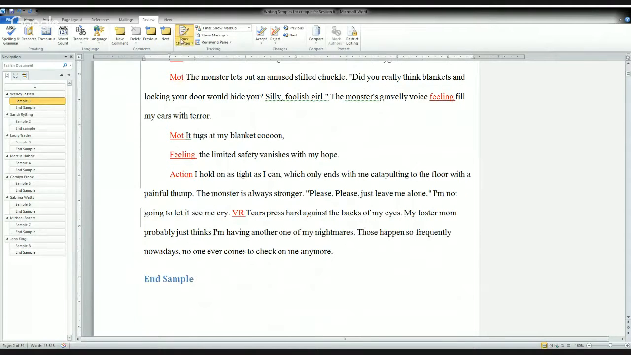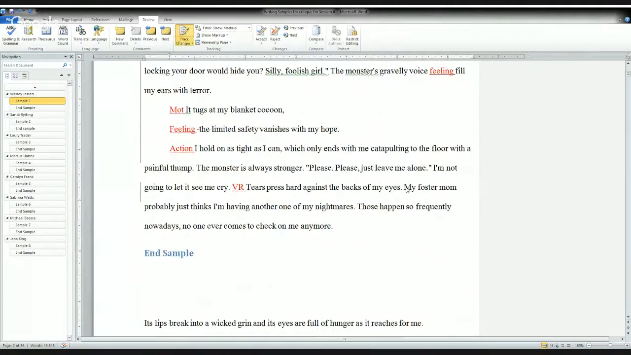So this is actually backstory. Right, but it's analysis. She's having concrete thoughts. I keep doing rational thoughts, so I'm just going to put thought. I'm not going to put rational thought. Those happen so frequently nowadays, no one ever comes to check on me. Again, that's thought. But I kind of think of it as backstory because it's not necessarily the kind of thought. You know what?